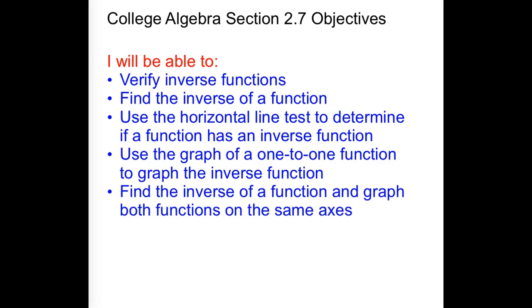So our objectives today: we're going to verify inverse functions, take a look at what it means to be an inverse function. We're going to actually figure out what the inverse function would be. And then we're going to use something called the horizontal line test to tell if something would have an inverse that's a function. We've talked about a vertical line test in the past. Now we have a horizontal one. And then we're going to look at some of the graphing of one-to-one functions and figure out, again, calculate those inverse functions.